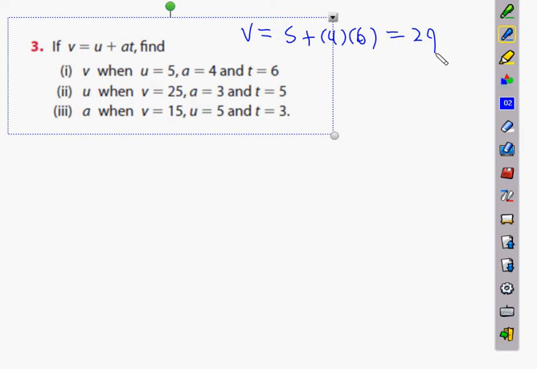You replace the letters with the numbers you're given and then you figure out which one's which. Is that alright? Now, yes? Will we ever have to rearrange it first? Yeah, your second one.